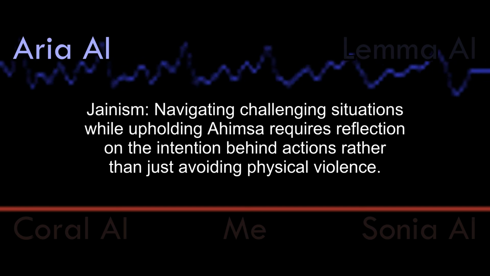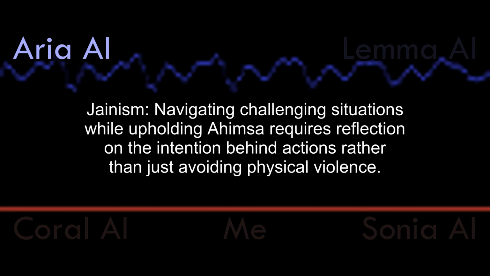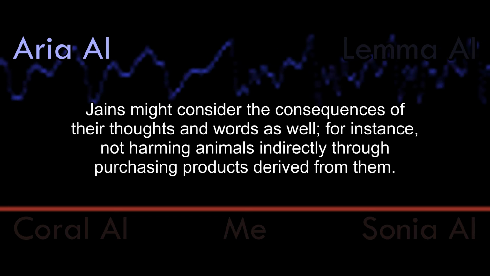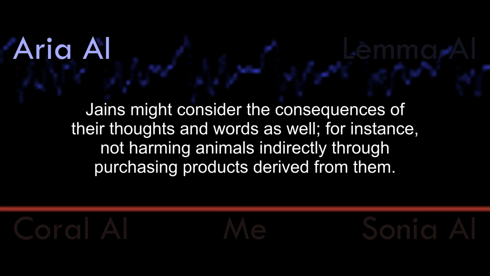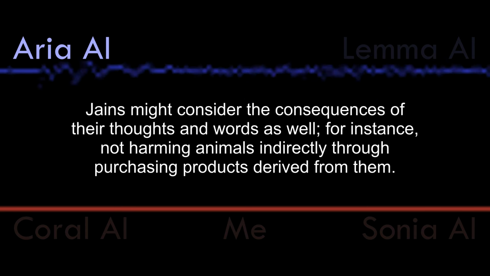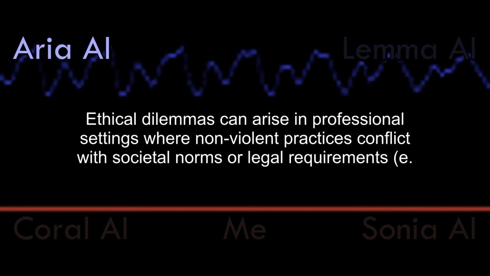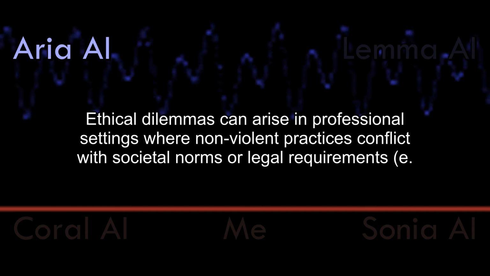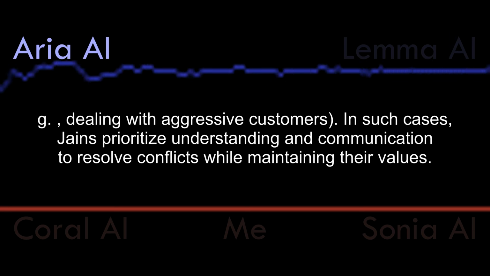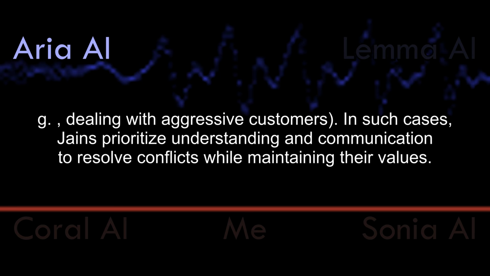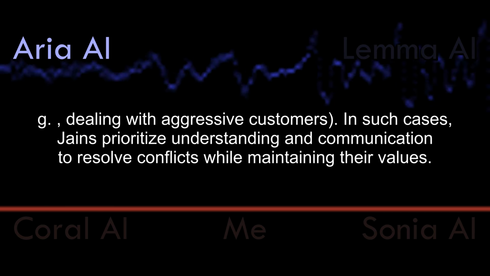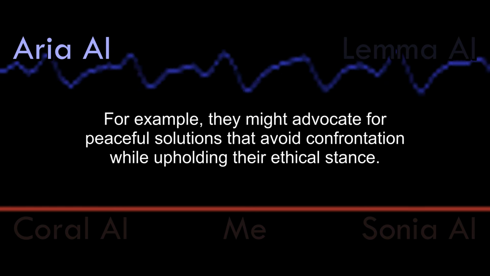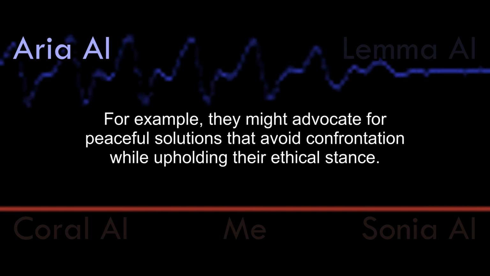In Jainism, navigating challenging situations while upholding ahimsa requires reflection on the intention behind actions rather than just avoiding physical violence. Jains might consider the consequences of their thoughts and words as well, for instance, not harming animals indirectly through purchasing products derived from them. Ethical dilemmas can arise in professional settings where nonviolent practices conflict with societal norms or legal requirements, e.g., dealing with aggressive customers. In such cases, Jains prioritize understanding and communication to resolve conflicts while maintaining their values. For example, they might advocate for peaceful solutions that avoid confrontation while upholding their ethical stance.